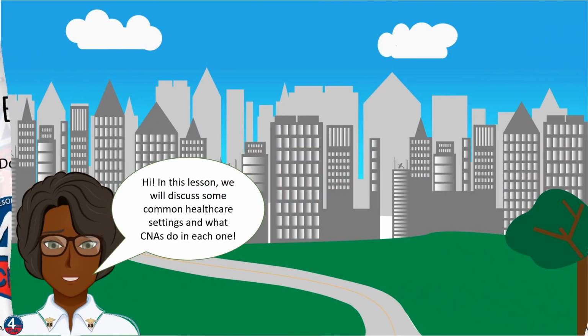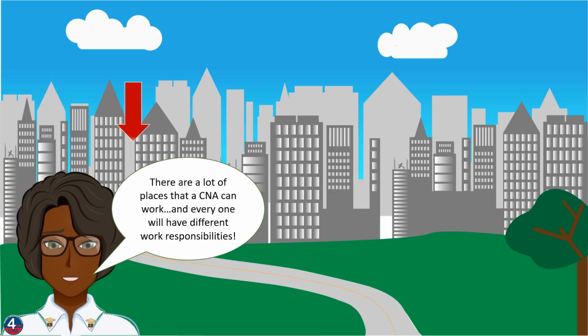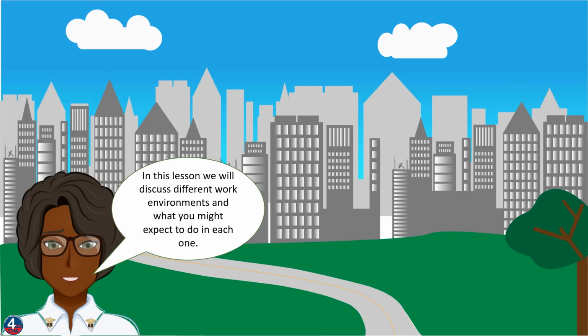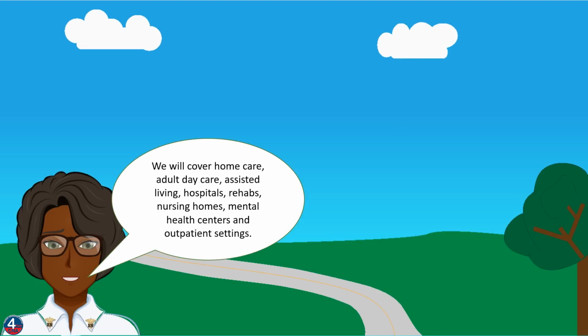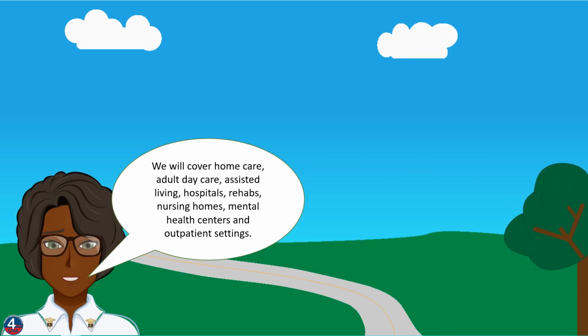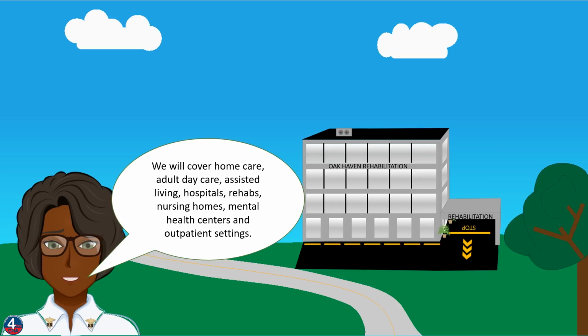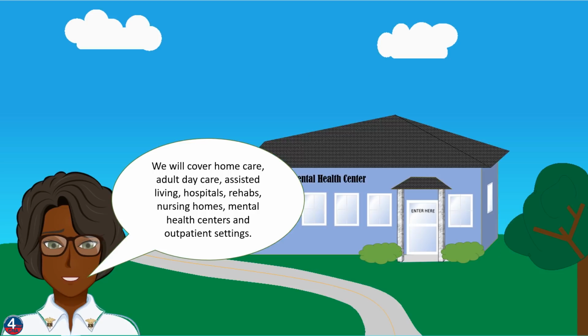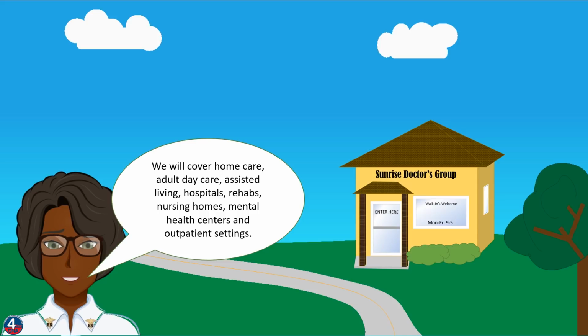Hi. In this lesson, we will discuss some common healthcare settings and what CNAs do in each one. There are a lot of places that a CNA can work, and every one will have different work responsibilities. In this lesson, we will discuss different work environments and what you might expect to do in each one. We will cover home care, adult daycare, assisted living, hospitals, rehabs, nursing homes, mental health centers, and outpatient settings.